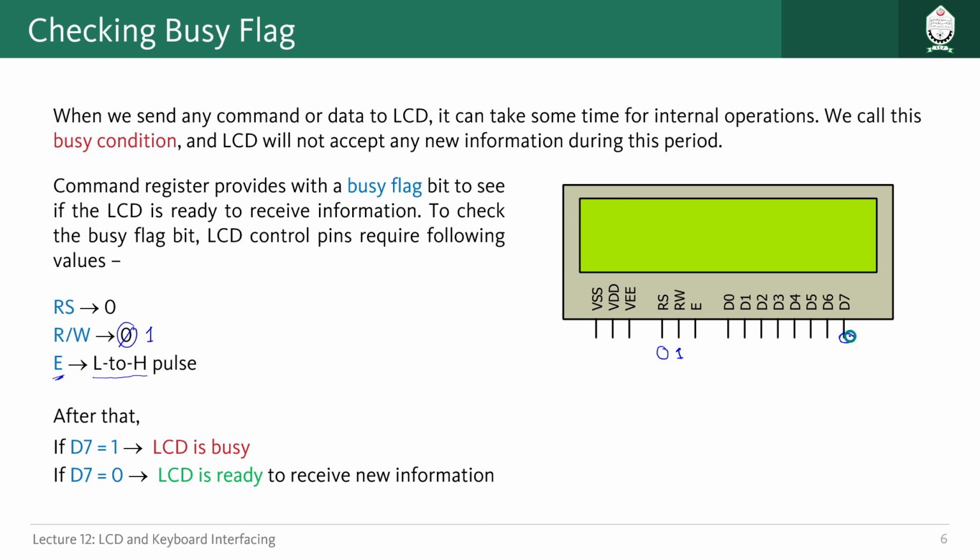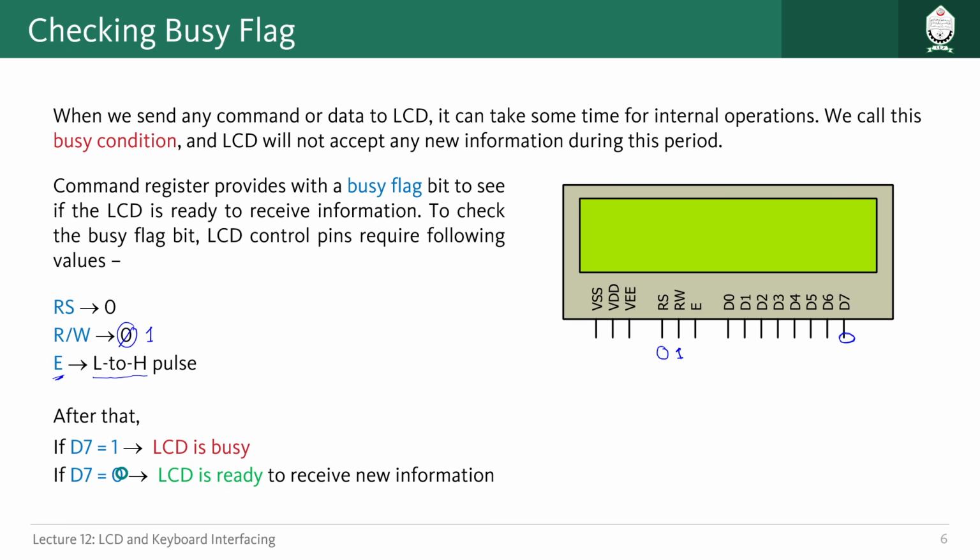Okay, so we have to check that, and whenever D7 is equal to 1, we have to understand the LCD is busy. We cannot write anything until it becomes ready to receive new information. And if we get D7 equal to 0, that means it is not busy anymore. We can send new information, send new data, do new things with our LCD. So this is how the busy flag is checked.